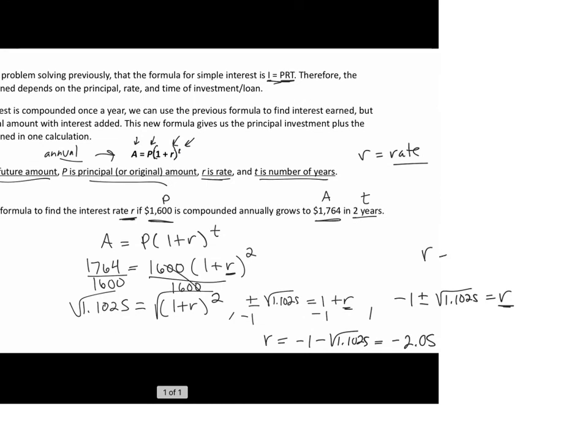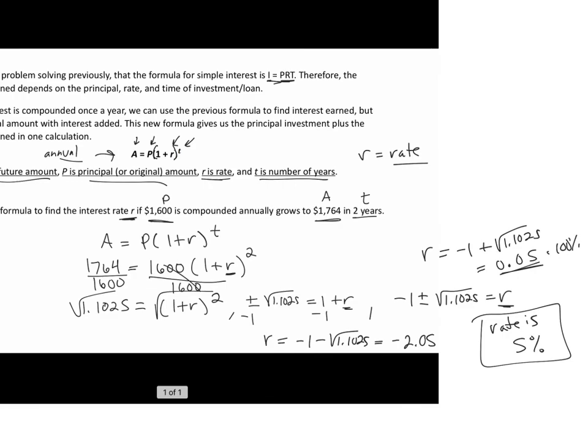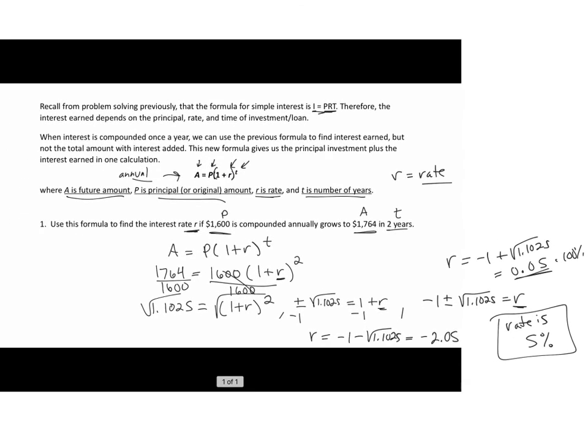Let's try the other one, the -1 plus the square root of 1.1025. And since that's -1 plus 1.05, that's going to leave us 0.05. That seems like a much more reasonable rate. So if we multiply that by 100%, that shows us that the rate is 5%. Does that sound good? It's a reasonable rate. It's pretty high for the time right now, but who knows in the future.